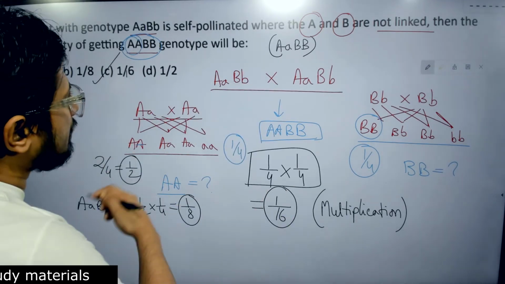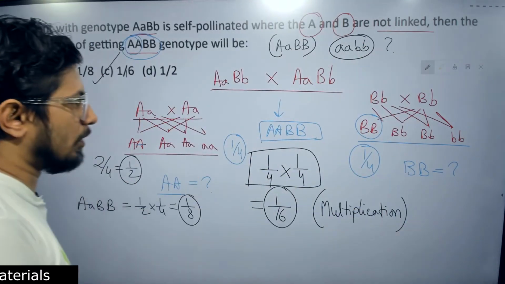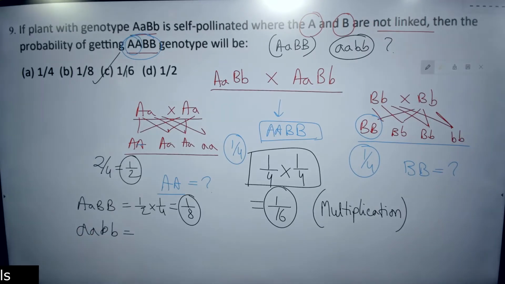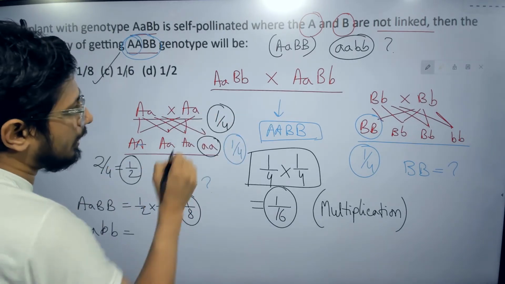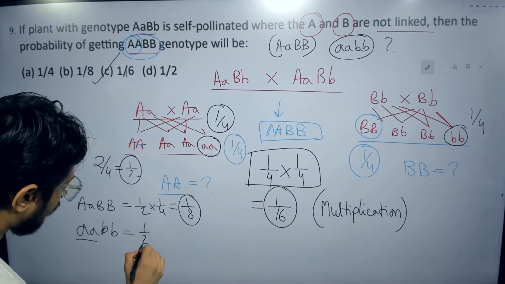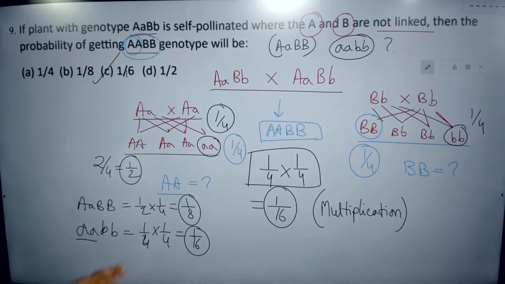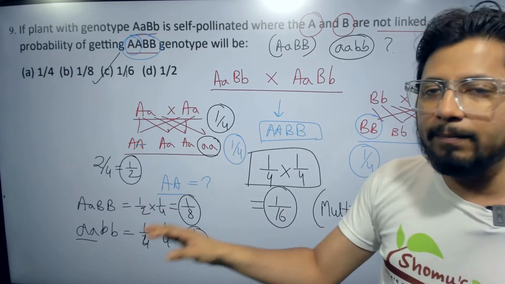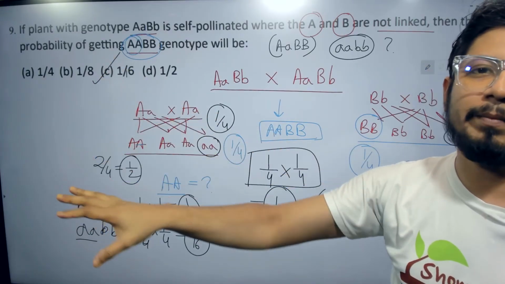So let's say something else. What is the probability of getting capital small a, small b? What is the probability? To get a small a, how many times did it come? 1 out of 4. Small a, small b also 1 out of 4. So again the probability would be 1 out of 4 into 1 out of 4, 1 by 16. So this is how you solve probability problems for gametes and genotypes in Mendelian and non-Mendelian inheritance.